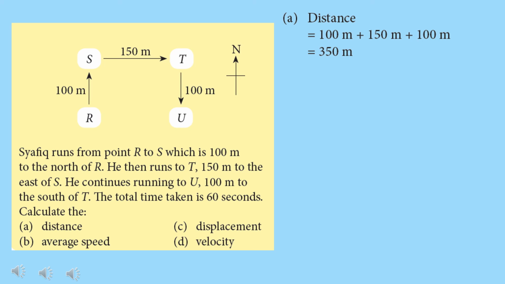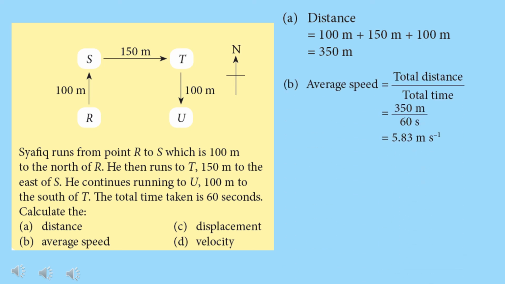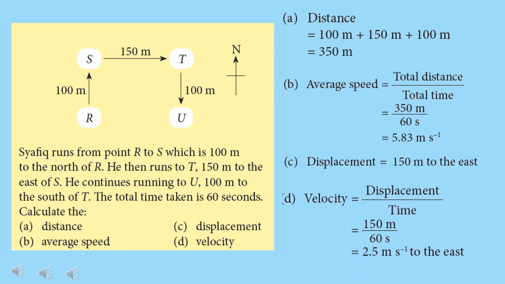Next, calculate the average speed. The average speed is 350 divided by 60. That comes up to 5.83 meters per second. What is the displacement of Shafiq? From the diagram, the displacement is 150 meters to the east. Lastly, calculate his velocity. His velocity is 150 divided by 60, which is 2.5 meters per second to the east.